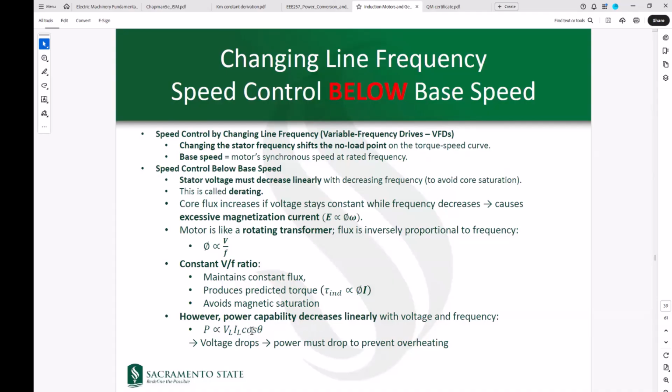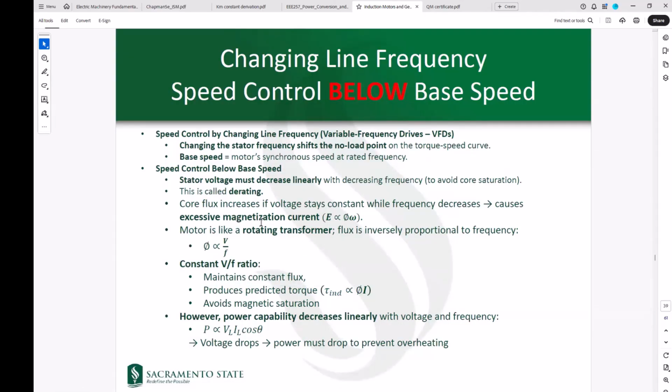The power capability decreases linearly with voltage and frequency because you're lowering the voltage. Therefore, you're lowering the power. Voltage drops, power must drop to prevent overheating. You might want to have the same power while decreasing the voltage. This means that you have to increase the current, but that cannot happen either because the increased currents will result in overheating. So with this approach, there's nothing you can do about it. The power would also decrease based on this constant V/F ratio.